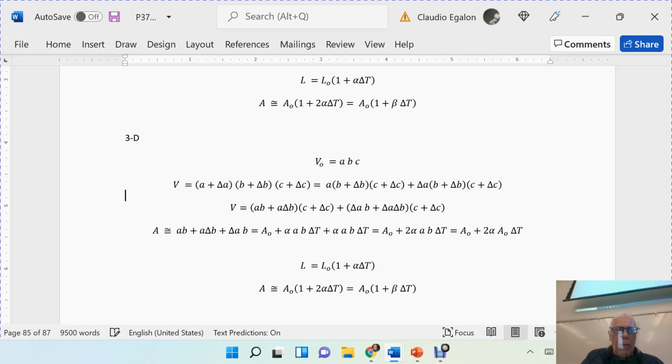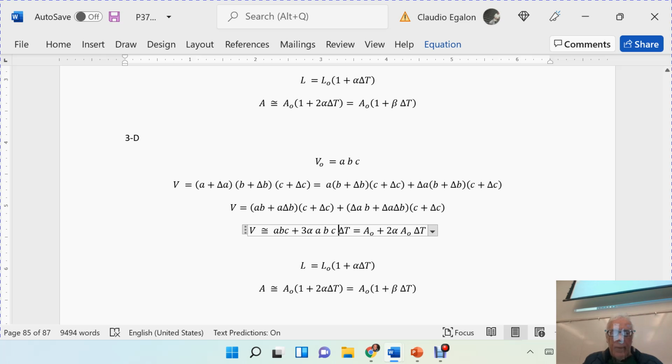Well, eventually, I'm not going to do all the calculations. If you're following what's happening here, the volume is going to have something like ABC, and it's going to be 3 alpha ABC delta T. So what you get is the initial volume times 3 alpha, the initial volume, delta T. Okay, that's how the progression goes.